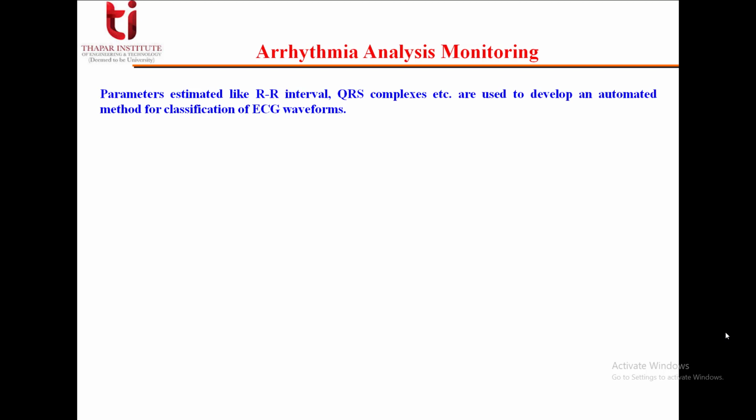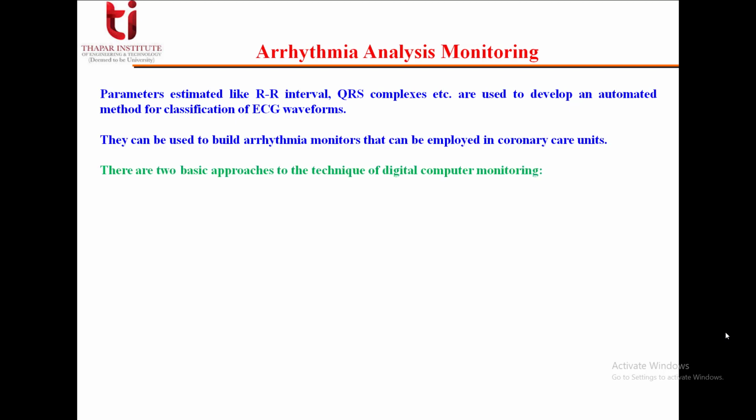So parameters like RR interval and QRS complexes, we have already seen that they are used to develop an automated method for classification of ECG waveforms. In particular, they can be used to build arrhythmia monitors that can be employed in coronary care units.